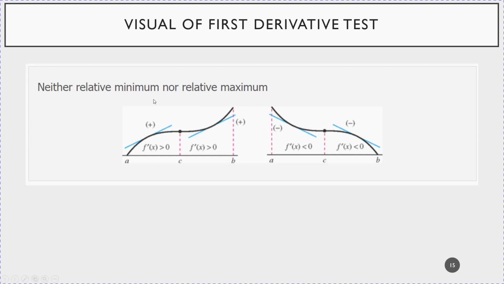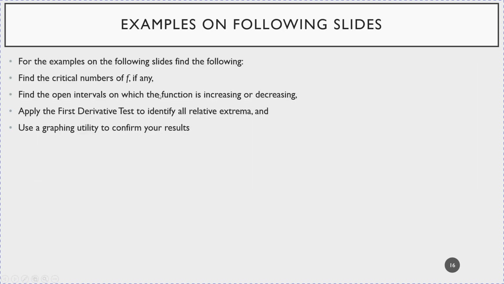Here's what we're going to do in these examples. We're going to put it all together. First, we're going to start with the function and find its critical numbers. Then we're going to find the open intervals on which the function is increasing or decreasing, using what we've learned in the previous two lectures. Then we're going to apply the first derivative test to identify all relative extrema. I'll show you how to do that in these two examples. Finally, we're going to use a graphing utility to confirm the results. There's a lot going on here, so here's the first example.